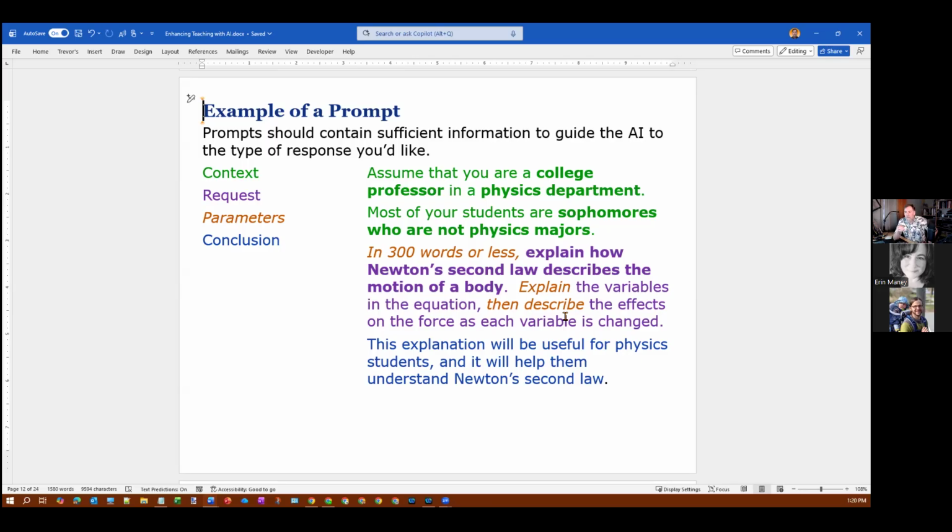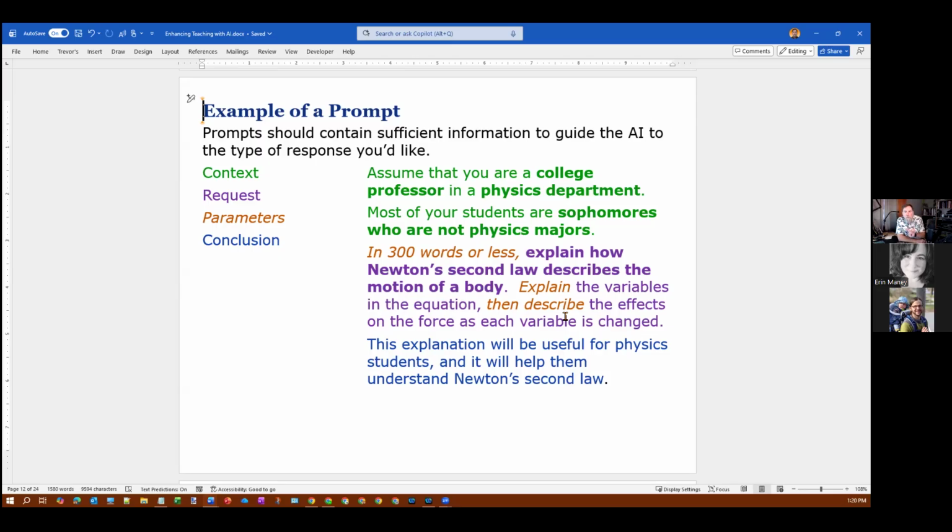If I put in a chemistry department or economics department, I'm going to get different answers out. If you remember back to the model, it's looking for connections. And if you tell it things to connect, you'll get better responses coming out.